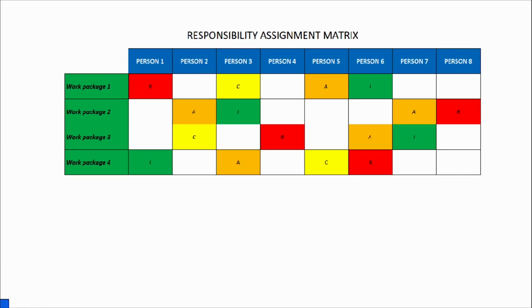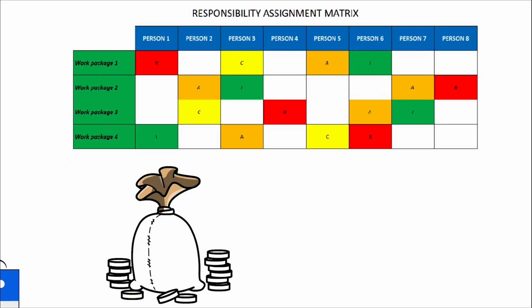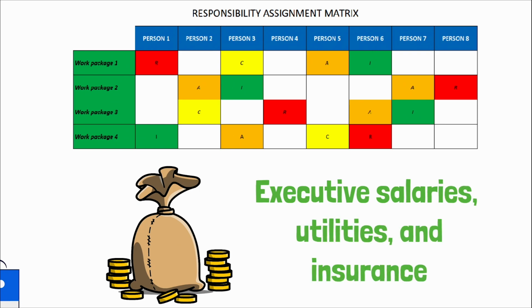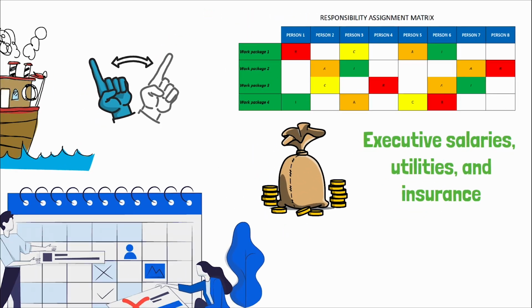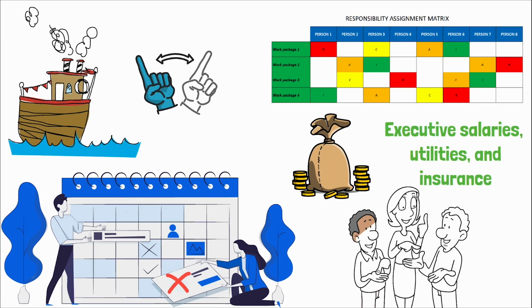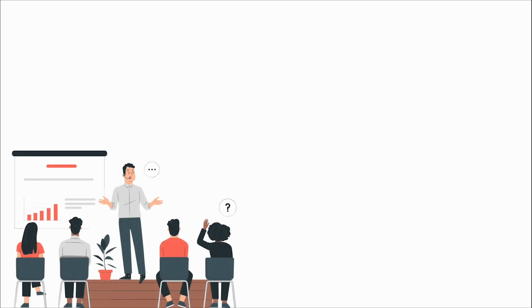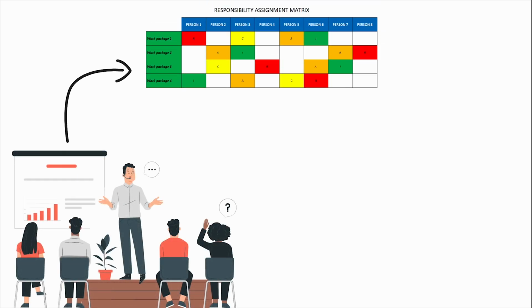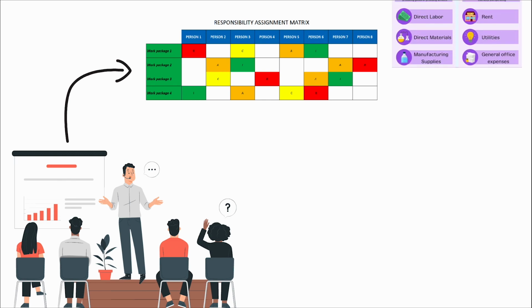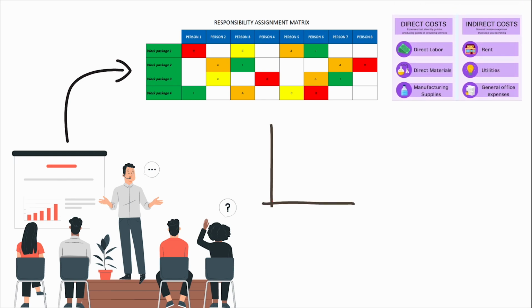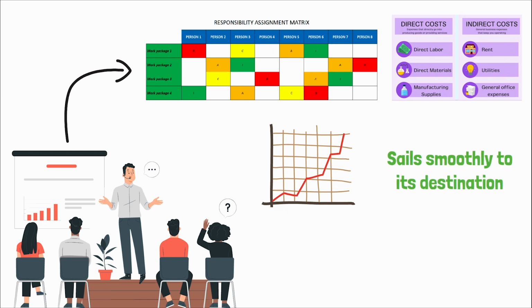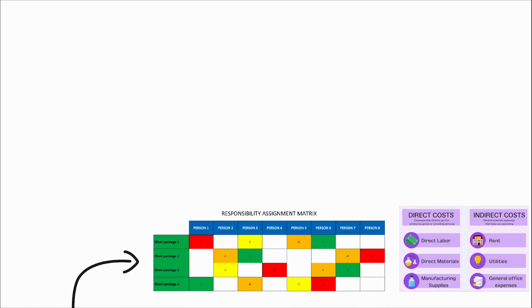And when it comes to the costs of running the show, remember that not all are in the spotlight. Some, like executive salaries, utilities, and insurance, play their part behind the scenes. They might not be the stars of our project story, but without them, there would be no show at all. Through careful planning, monitoring, and the strategic deployment of tools like the RAM, and a nuanced understanding of direct and indirect costs, we set the stage for a successful project that makes the most of the resources at hand and sails smoothly to its destination, despite the ever-present undercurrents of constraints and financial necessities.